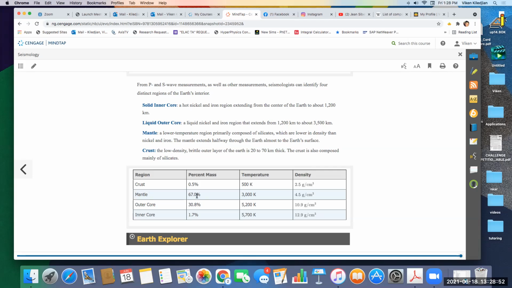The mantle comprises 67% of the mass of the Earth. The average temperature, 3,000 Kelvin. And then the density is starting to go up, right? 4.5. The outer core, 30.8. The temperature is going up. The density is going up. By the time you get to the inner core, the density is 12.9. So if you average all these densities, you get the total density of the Earth, which was, what did we say it was? 5.5. 5.5 is the average density of the Earth.